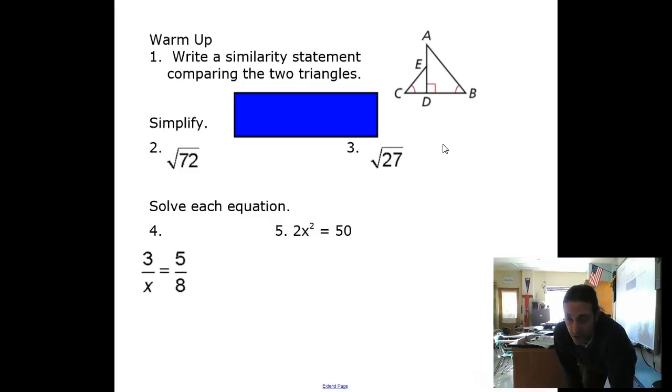We are now starting Chapter 8, one of the best, most relevant, wonderful chapters in the entire book. And I think it's actually worthwhile starting this off with a little warm-up. So go ahead, pause the video, do these 5 warm-up problems, and then check the answers as we go. Pause, flash, welcome back. All right, write a similarity statement comparing the two triangles.